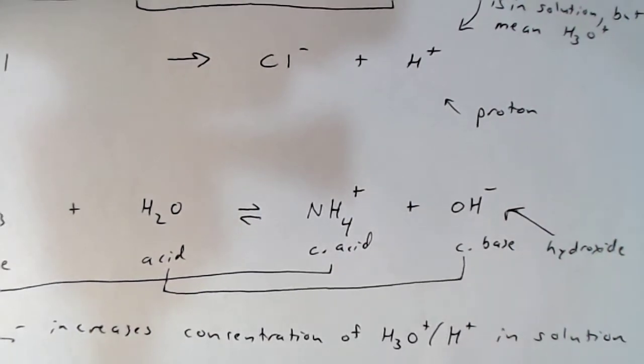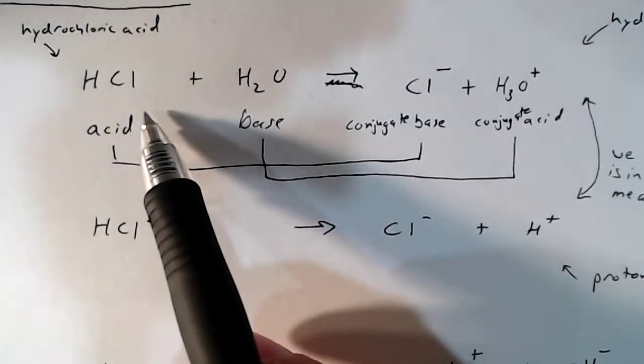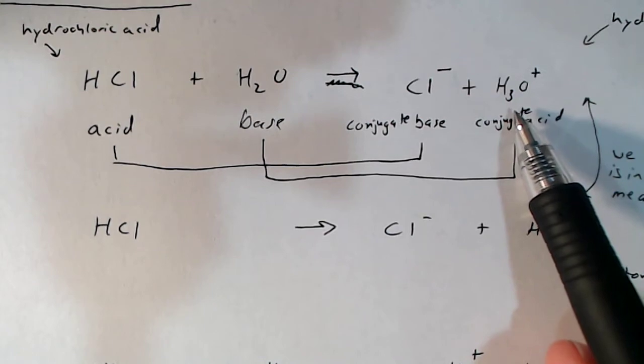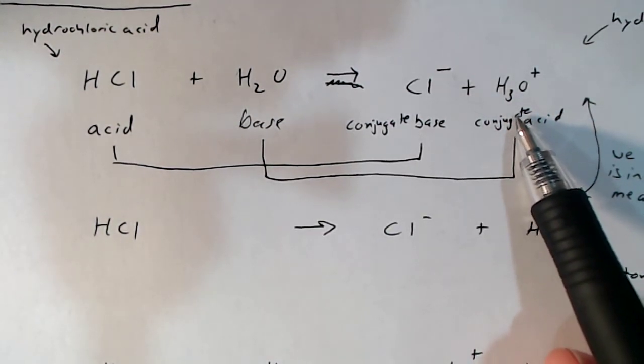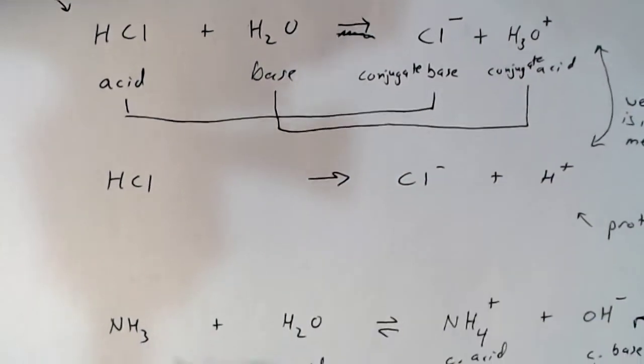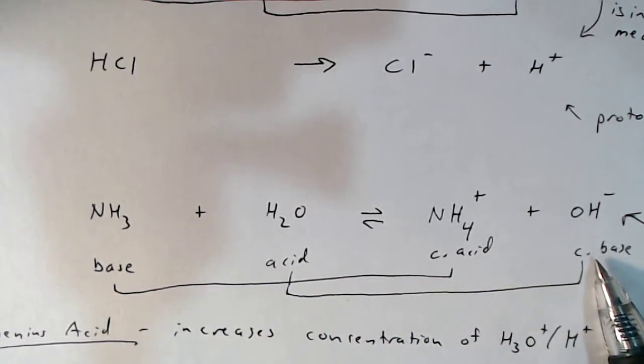Okay, so we can see that when you dissolve an acid into water, it creates a lot of hydronium. An acidic solution is going to have a lot of hydronium because there's an acid in there. And then if you dissolve a base into water, it will create a lot of hydroxide. A basic solution will have a high concentration of hydroxide.